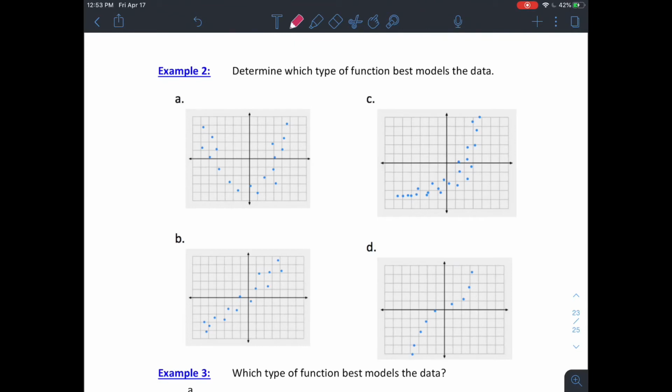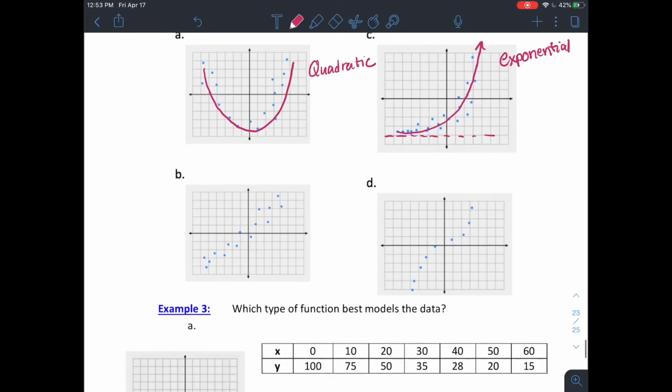Now that you're kind of refreshed on your graph shapes, let's take a look at some scatter plots. So if you look at this first one, it definitely looks like it is a quadratic model. The next one, it's kind of sort of half of a quadratic, or if you think about it, sort of leveling off on the left side, it looks like an exponential model would be the best to fit that data if I was trying to make my function to match it.